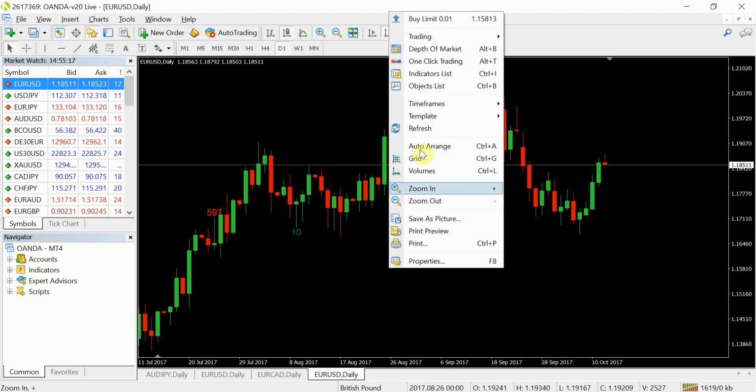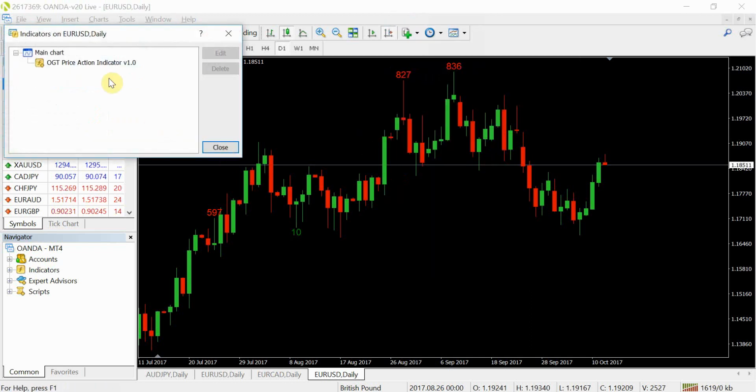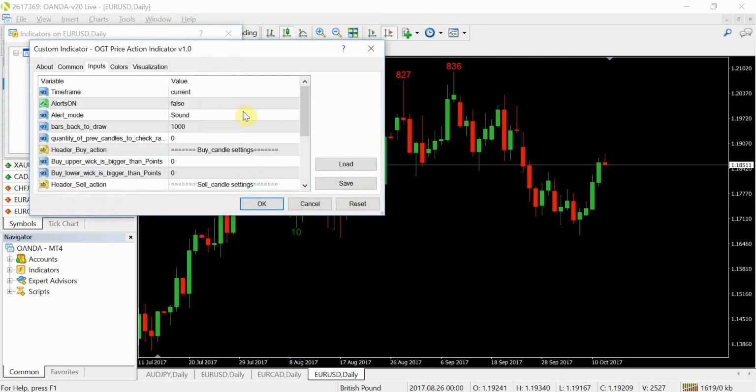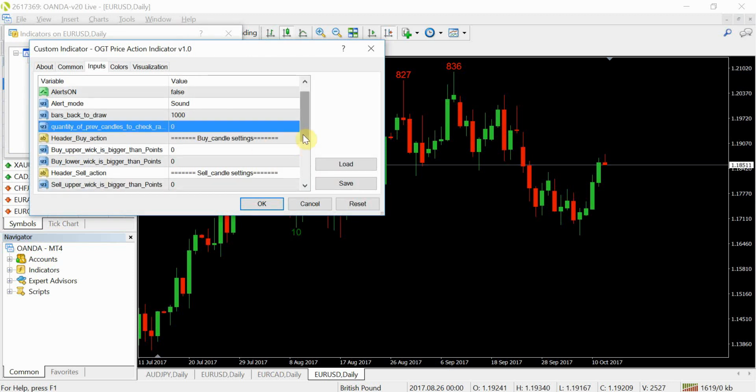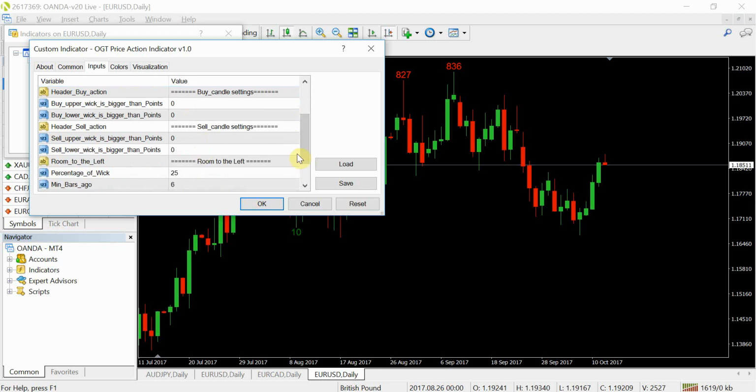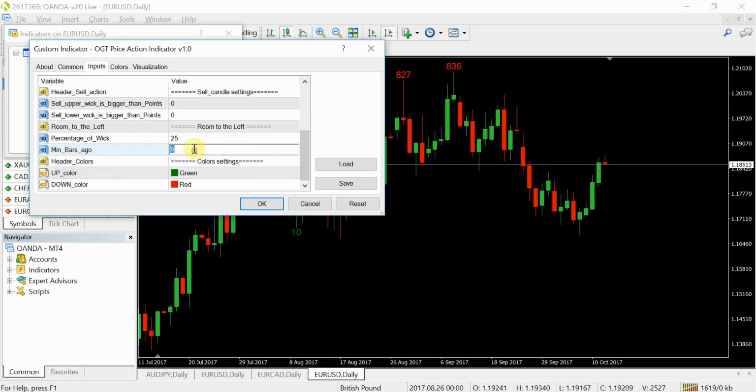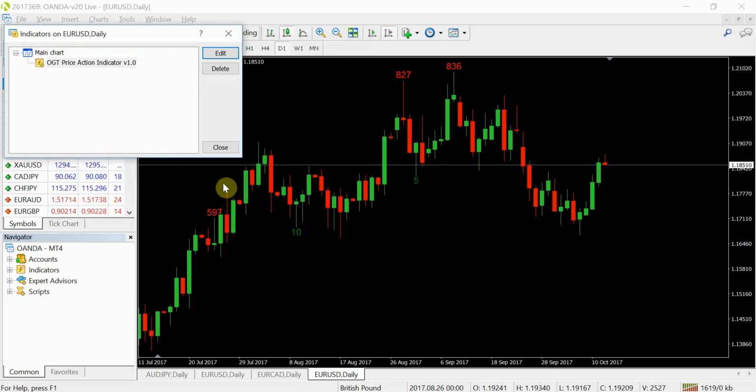So my preferred settings are the default. I think the default actually comes with 4, but I like to set this to 0. I like to set all these to 0, percentage of wick 25, and minimum number of bars 5. That is my preferred default setting.